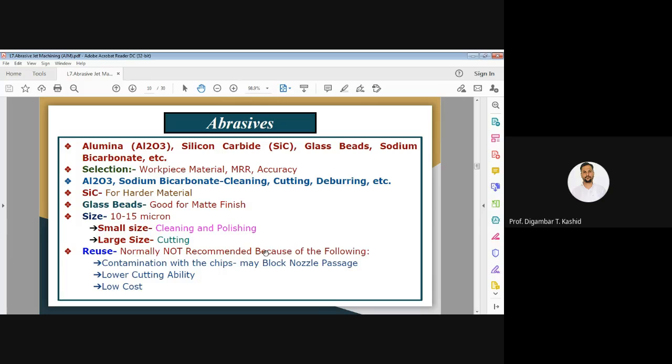And this process, the abrasive jet machining process, is very good for deburring purposes. Normally casting industries or foundry industries go for the deburring operation.